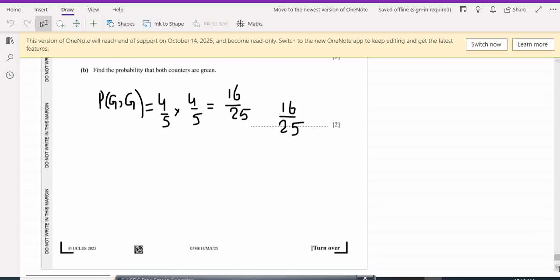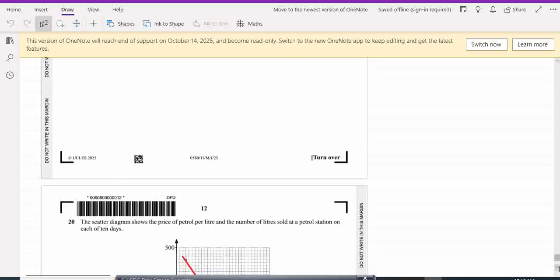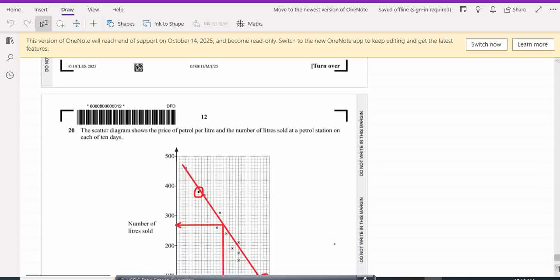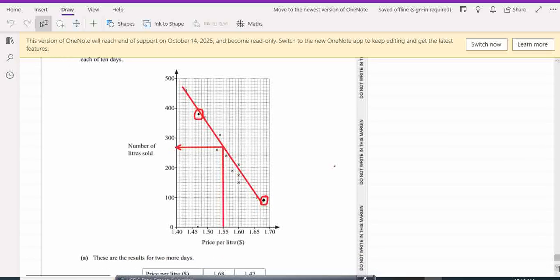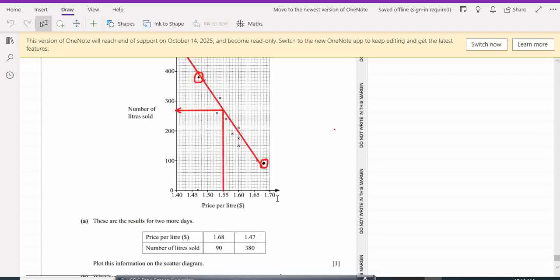Next is question number 20. A scatter diagram is shown of the price per liter and the number of liters sold at a fuel station. There are two more days of data. If the price is $1.68, the number of liters sold is 90. So 1.68 is here and 90 is here. I mark this point, and then 1.47 is here and 380 is here.